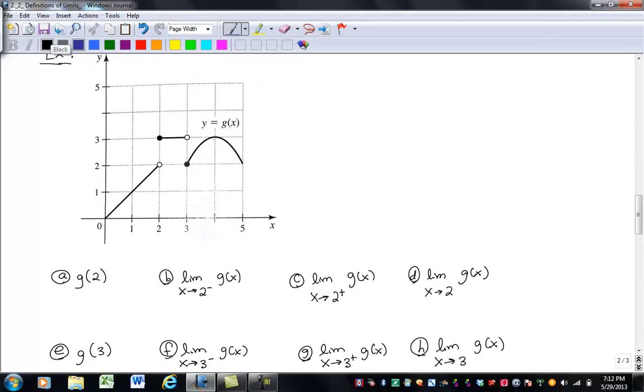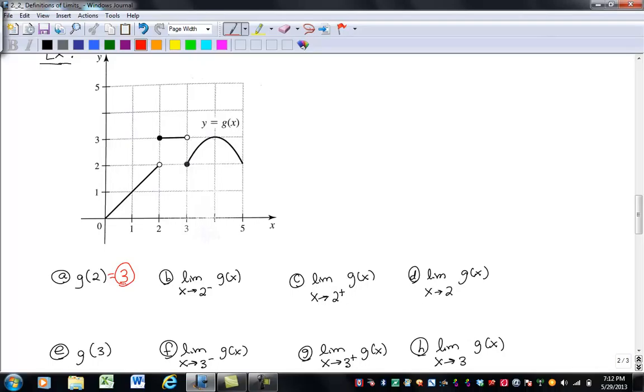So I'm going to look here at 2, and if you look at x equals 2, there's two places where we have circles, but one of them's open and one of them's shaded. Well, the open one is a hole. The shaded one is the actual point. So at x equals 2, the y value is 3. So g of 2 is the number 3.